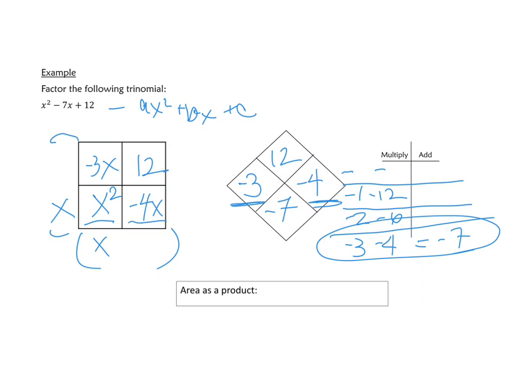X times what equals negative 4x? If you said negative 4, you are correct. X times what equals negative 3x? If you said negative 3, you're also correct. So, our answer here is x minus 3 times x minus 4. Hopefully you got that before I gave you the answer.